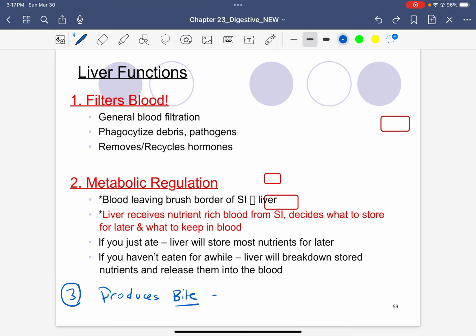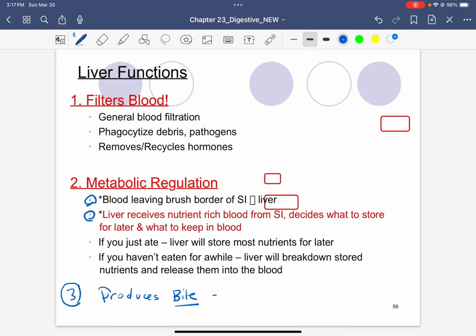The third function, here it's titled metabolic regulation. But I have in red what's most important. But let me start with this one. That's about all my, oh, there it goes. So we're going to focus on those 2.